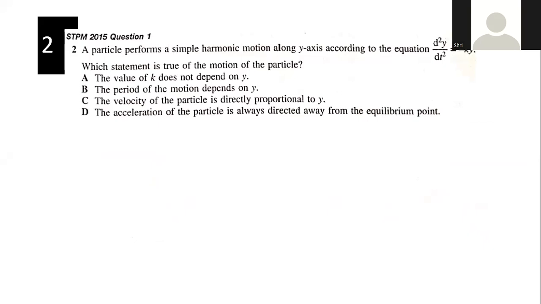Acceleration of the particle is always directed away from equilibrium. A is wrong. The value of k does not depend on where you displace the particle. K is constant. Period of motion depends on y? No, not true. False. Period depends on your k or omega. In this case, omega squared equals k.